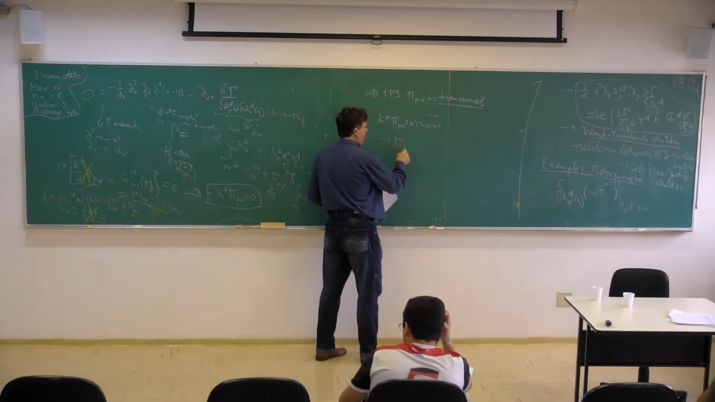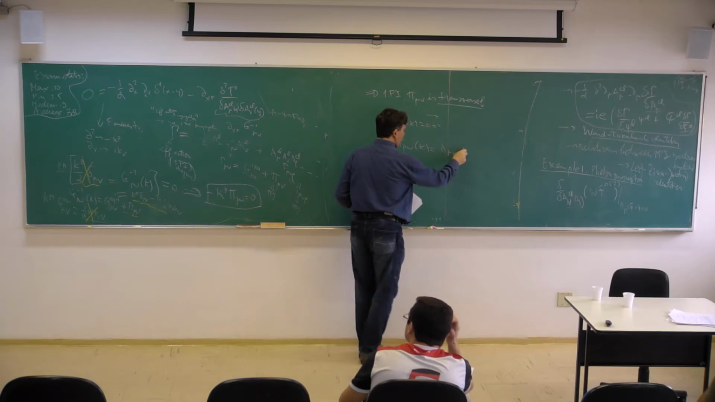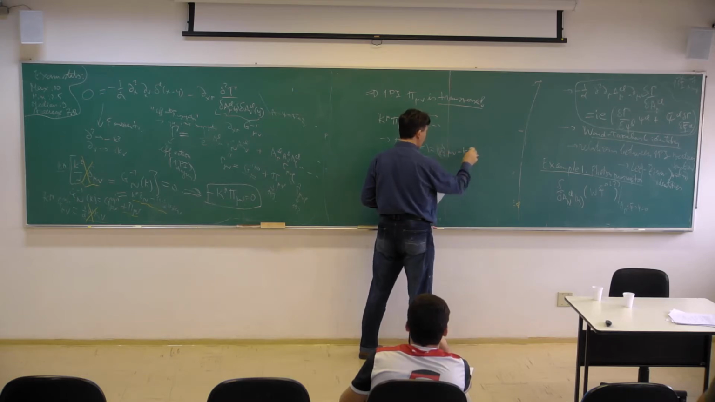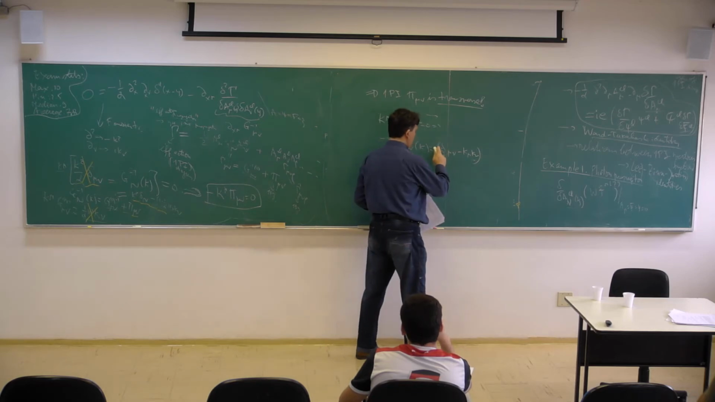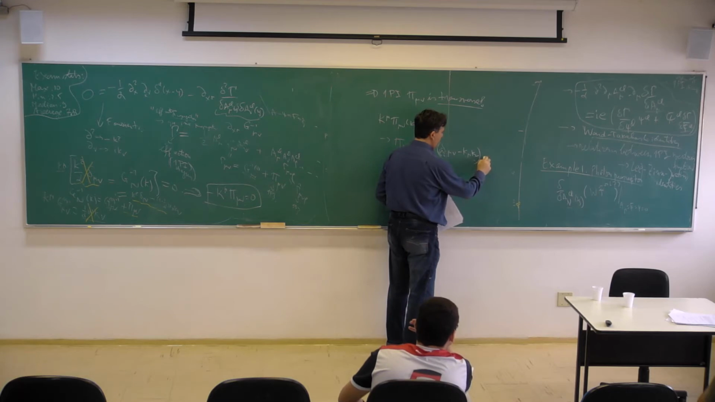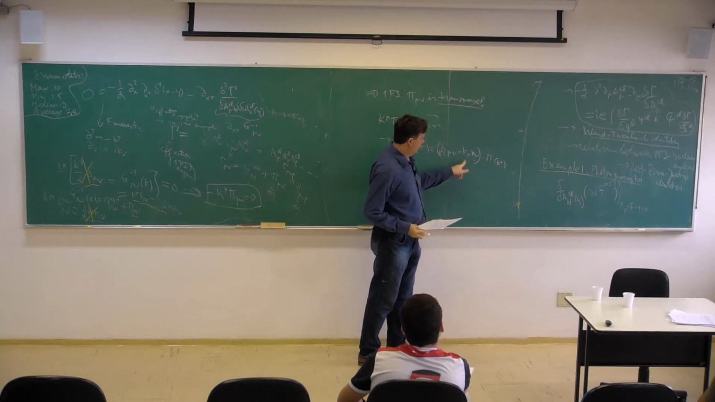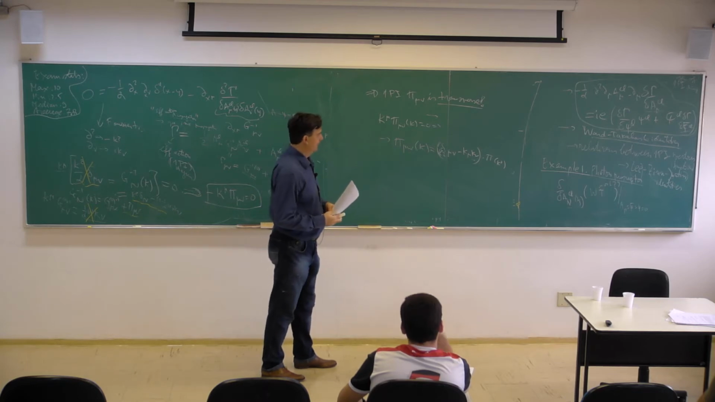So I can write Pi^{mu nu}(k) as this transverse tensor structure times a function of k squared. I could have chosen to divide by k squared in here and absorb the k squared in this one, but this is the conventional way.